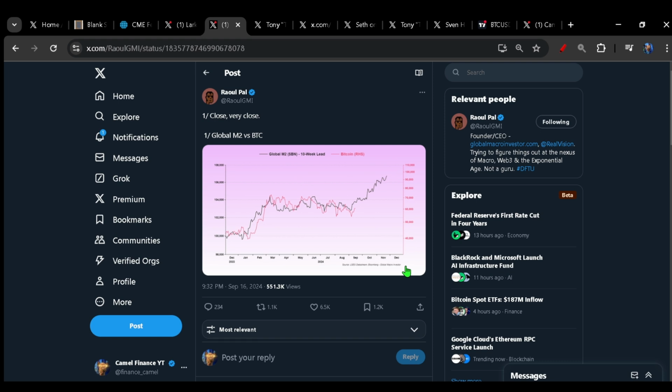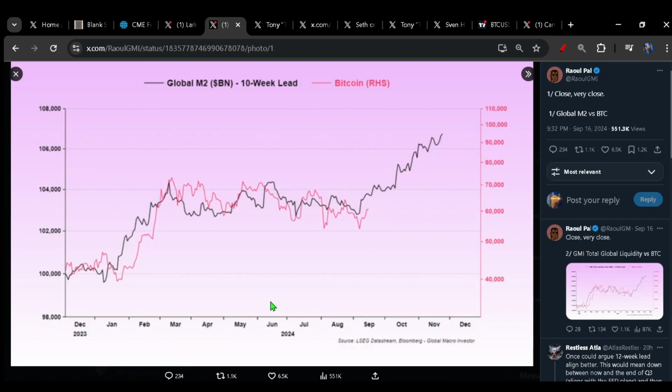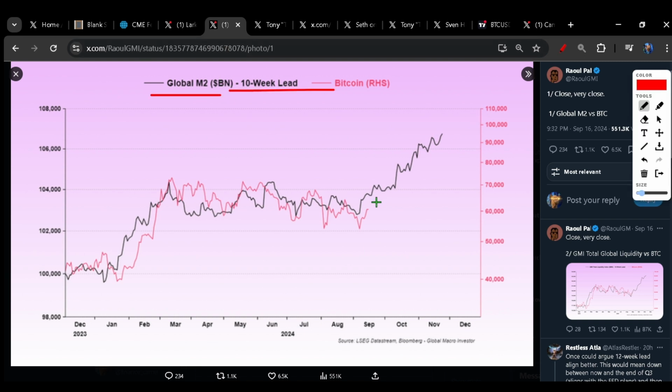And for those people that are saying, no way, Camel, no way Bitcoin's going to break out, well, you might be right. But equally, you might be wrong, because global M2 10-week lead has been breaking out in black, okay? And typically, as you can see, Bitcoin follows this very, very closely, tells me to be open to seeing a big, strong push come out of here over the next couple of weeks.